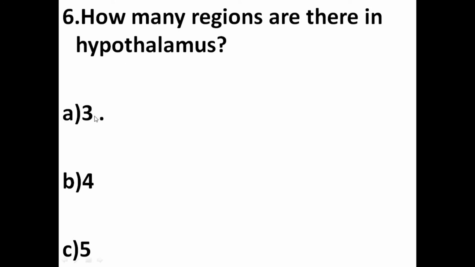Sixth one, how many regions are there in hypothalamus? Option A, 3. Option B, 4. Option C, 5. Answer, option A, 3. There are 3 regions in hypothalamus. They are supraoptic, tuberal and mammillary.